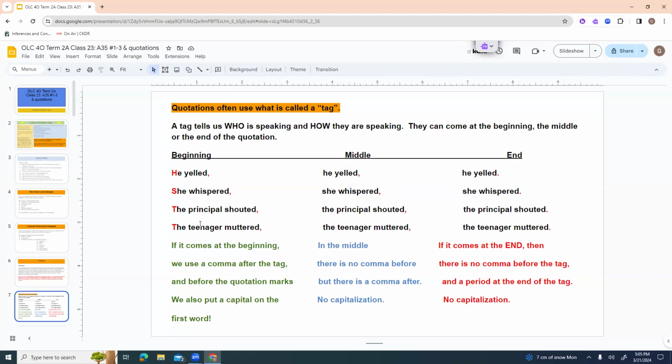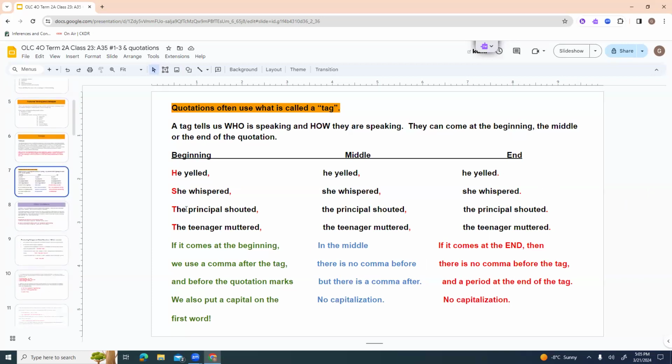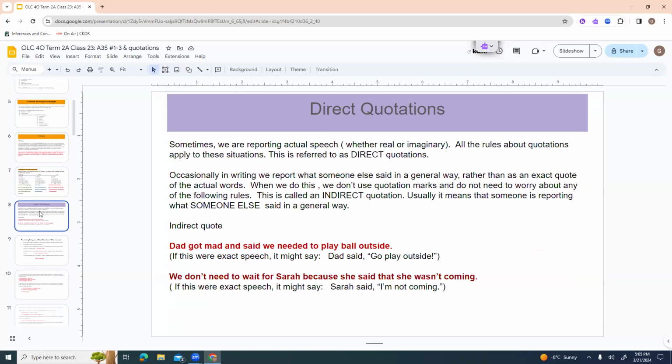So the beginning is the only spot where the tag gets a capital letter, and the end is the only spot where you use a period at the very end of it. That's only if the sentence would end in a period anyways, right? Okay, that's just kind of a generic part. And then we're going to get down into some of the more nitty gritty stuff in a minute, because there's a lot of little finicky stuff about quotations for some reason.